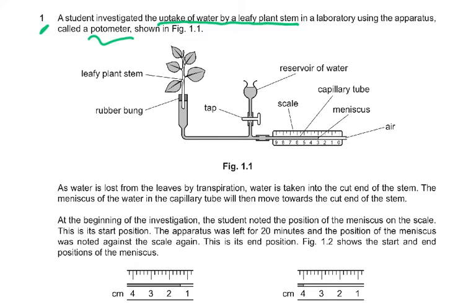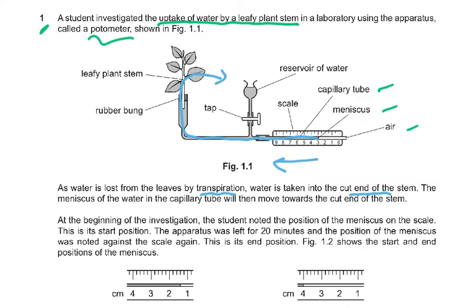There's a leafy plant stem, a rubber bung, a tap, a scale, a reservoir of water, a capillary tube, a meniscus, and there's air. Now, what we need to understand is that the water is going to go up here, and then it's going to go into the leaves and then out of the leaves. It's going to escape as water vapor. As water is lost from the leaves by transpiration, water is taken into the cut end of the stem. The meniscus of water in the capillary tube will then move towards the cut end of the stem. So the meniscus is going to move like this.